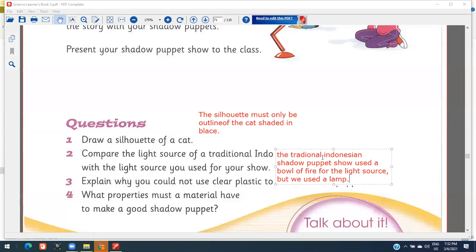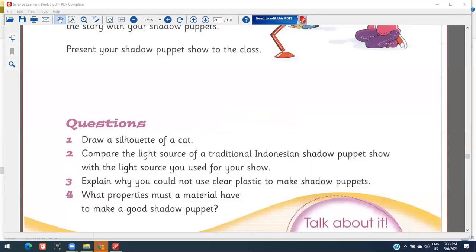In the ancient time, in the traditional Indonesian show, they mostly used a bowl of fire. And nowadays we are not using a bowl of fire. In our show, we can use a torch or a lamp as a light source. Okay, boys, enough for here. Next, explain why. I want to clear the screen.